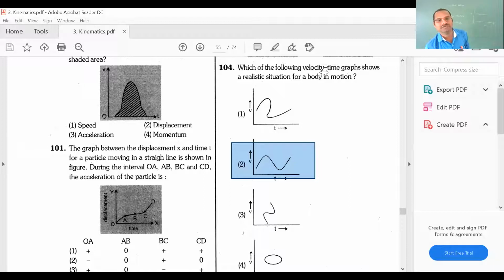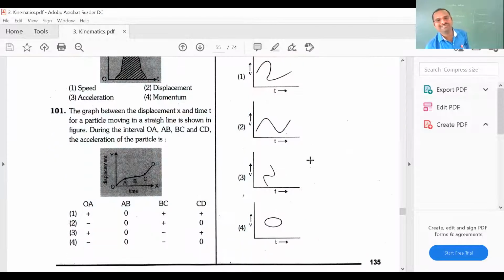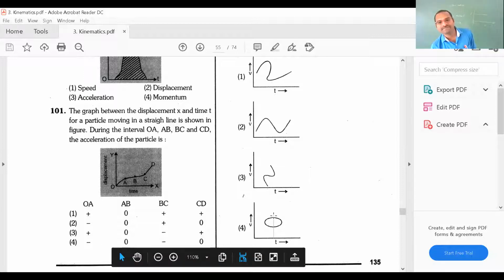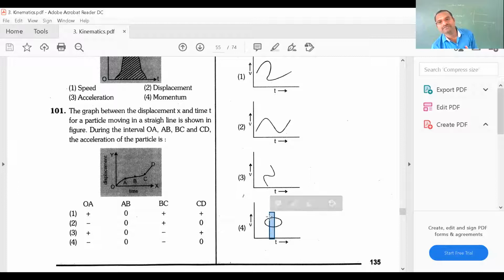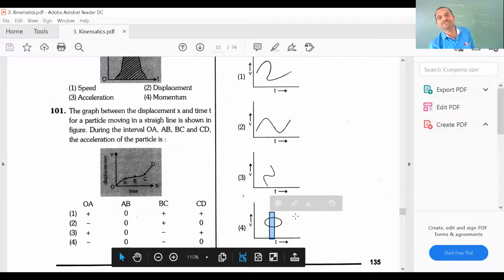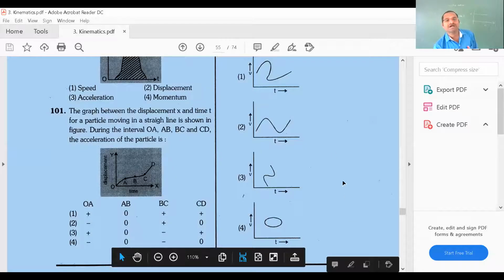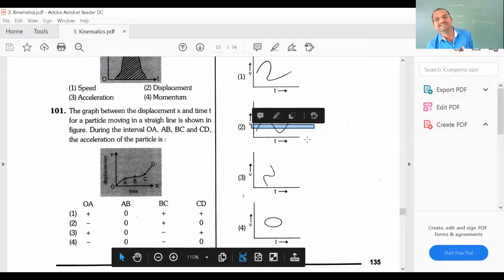Option 2, not option 4. Option 2 is the right answer. In option 4 there is a circle. Draw one perpendicular line. On that perpendicular line, at one particular instant of time, it is having two velocities, here and here. Two velocities it is having. It is not possible. Clear? So option 2 is the right answer.